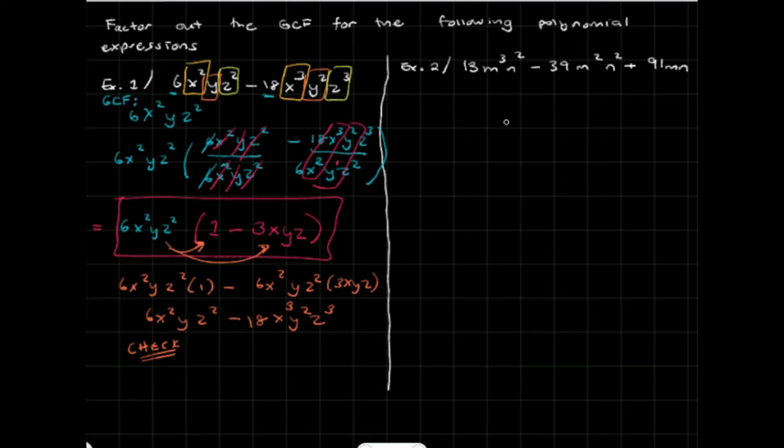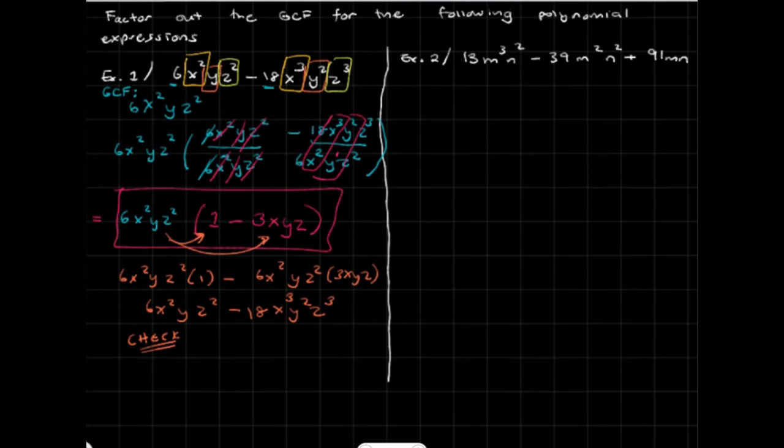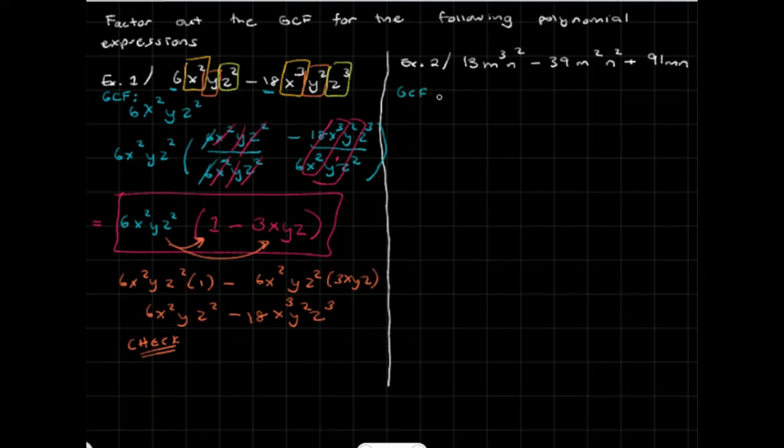I'm going to do the same thing for example 2. We'll go through the same process, so let's find our greatest common factor. The first thing we do is look at the coefficients, the numbers. We have 13, 39, 91. These are all multiples of 13. 91 divided by 13 is 7, 13 divided by 13 is 1, and 39 divided by 13 is 3. So the common factor between all of these coefficients is 13.